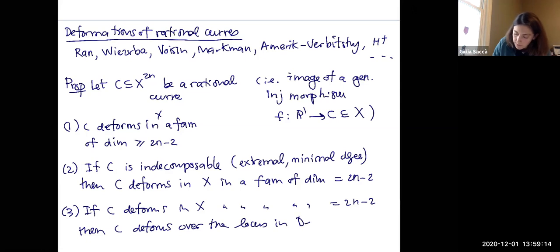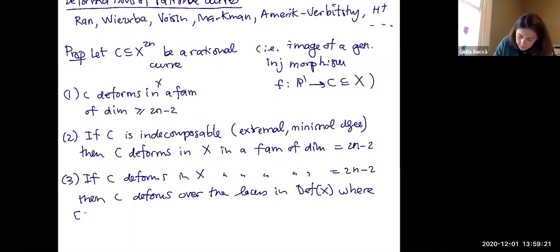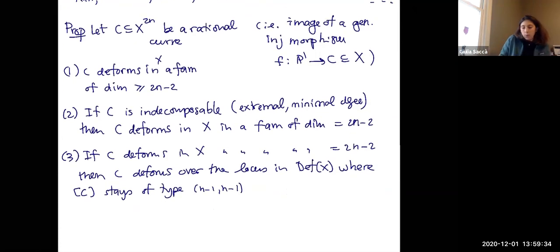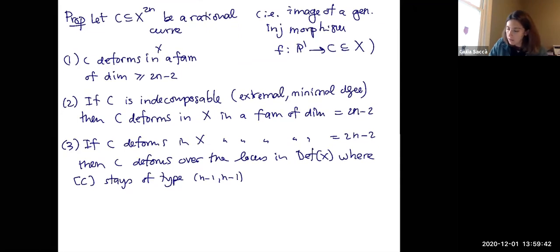in deformations of X where the class of C stays of type (n-1, n-1), where the class stays algebraic, which is a smooth hypersurface inside the deformation space of X. I'll say that in a second. Or maybe actually I can say it now.